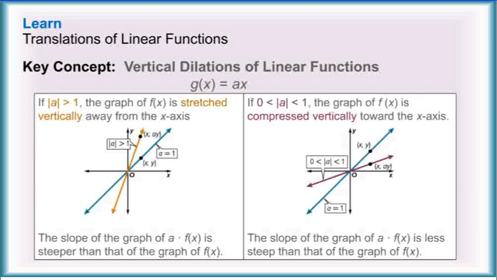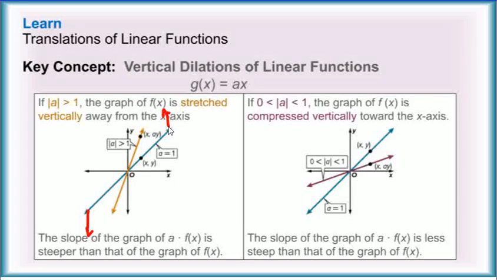So if you take the blue line here and you're multiplying it by a number greater than 1, it's now steeper. The gold one is steeper than that, so it's a vertical stretch. You're just taking the arrowheads and stretching it upward, or stretching this one downward. So the slope of the graph of a times f of x is steeper than that of the graph of x.